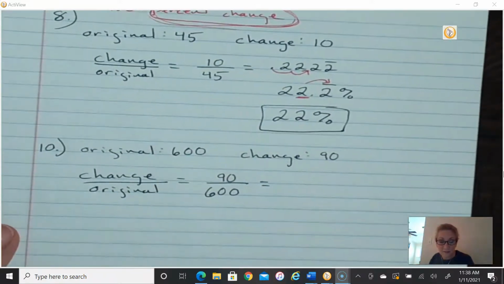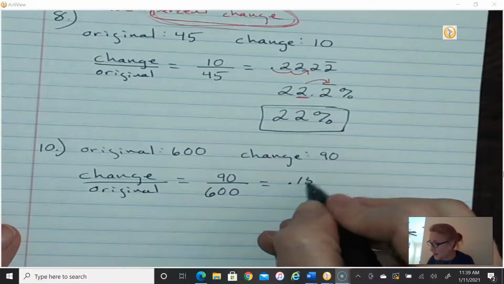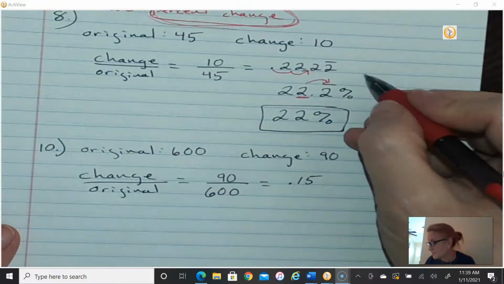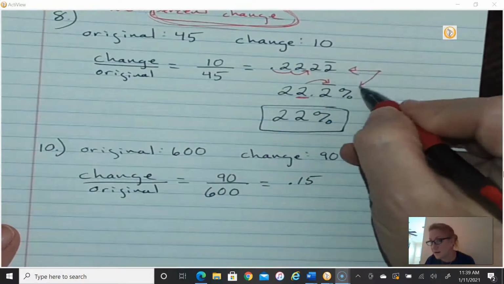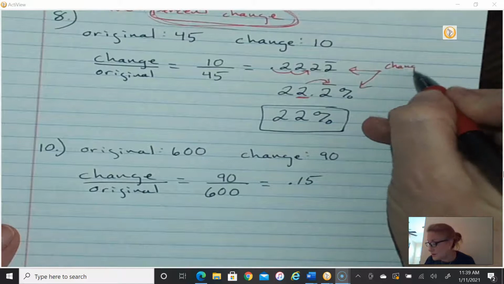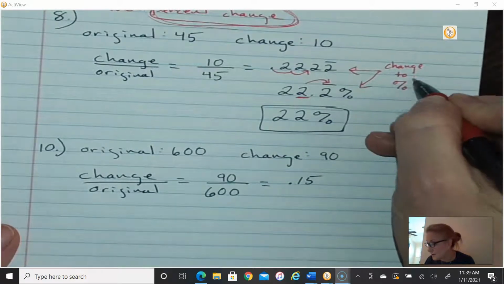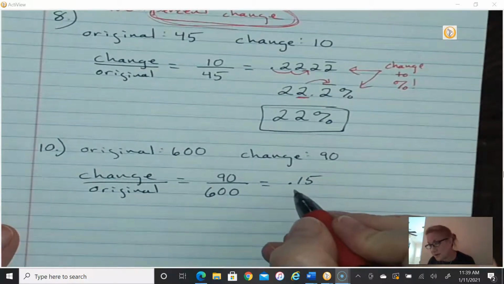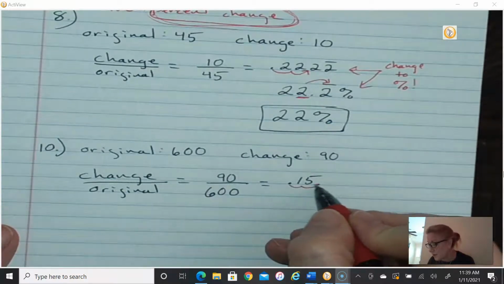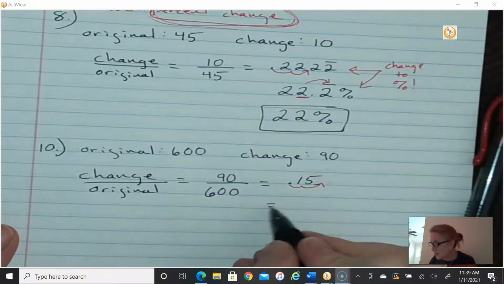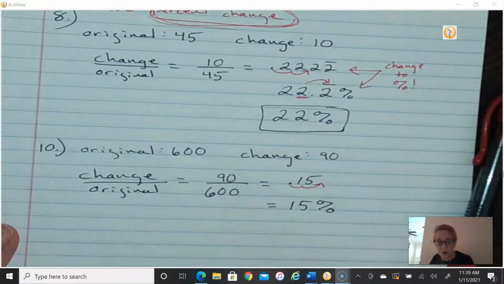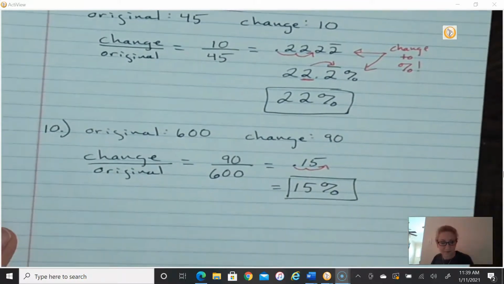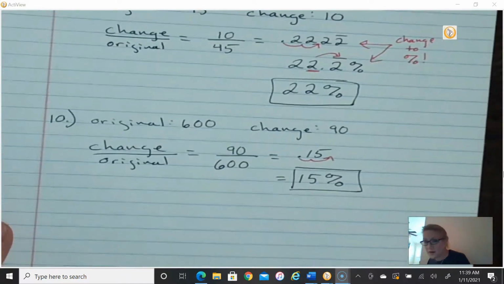You divide, and you get 0.15. Don't forget to change to percent. In fact, I'm going to write that right here. Change to percent. Don't forget to do that. So how many places do we move the decimal? 2 places to the right. And your answer is just 15% because it's already a whole number. There you go. Okay, let's move on down to the next section.